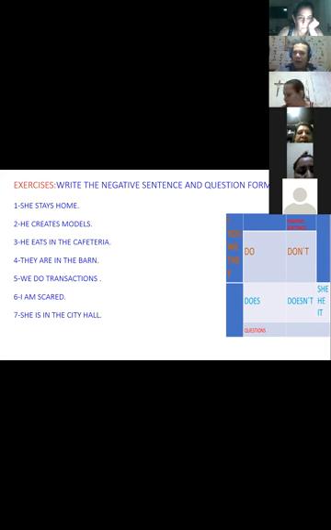Okay. Next one. Carlita, number four. They are in the barn. They aren't in the park. Correct. In the park. Question. Are they in the park? Perfect. Possible answers. Yes, they are. No, they aren't. Okay. Thank you.